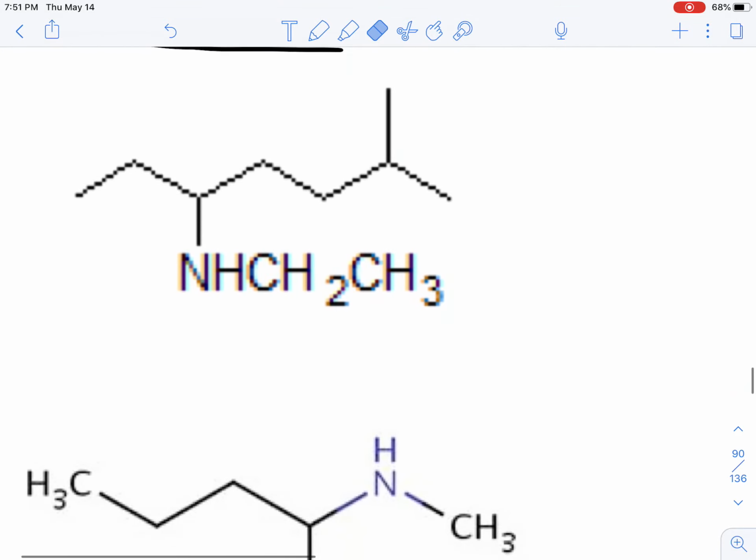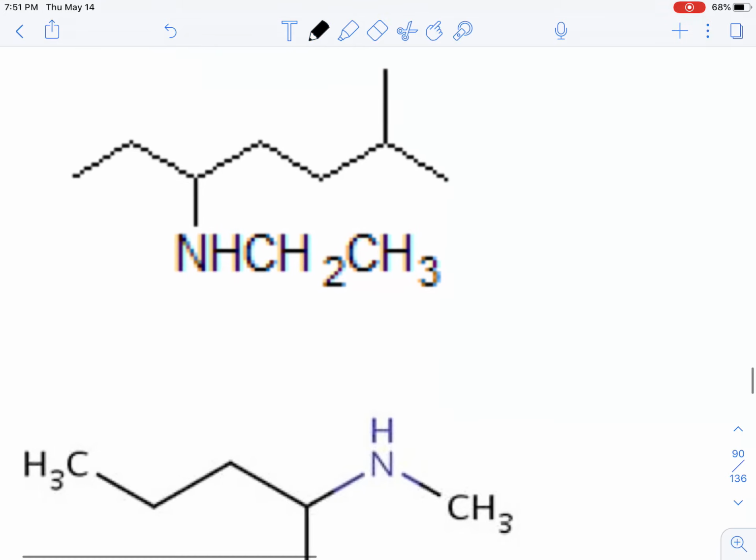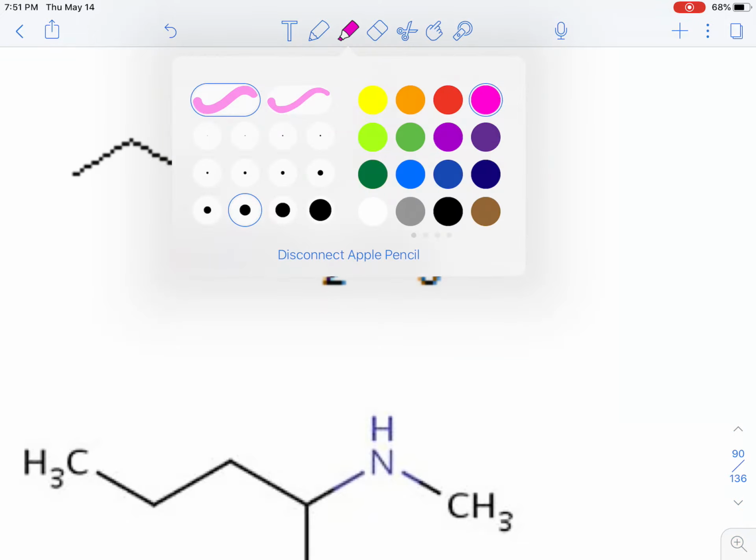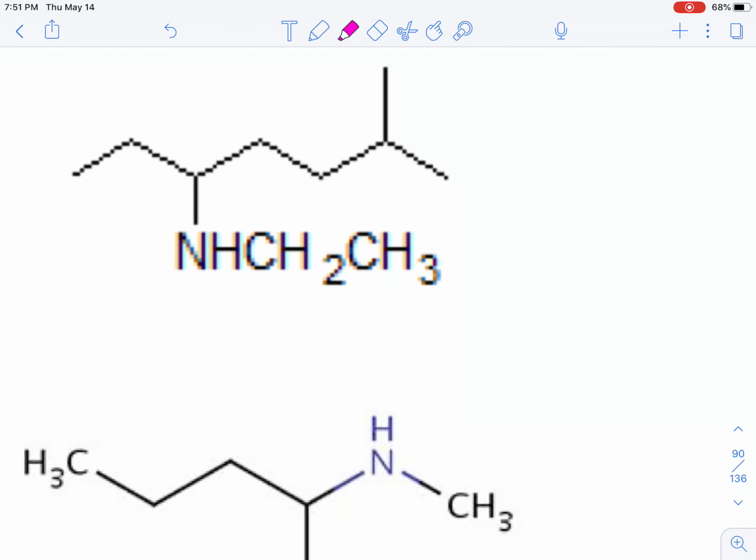All right, so let's go ahead and take a look at this next example. And so we're going to go ahead and find the longest carbon chain. Here we have 2.